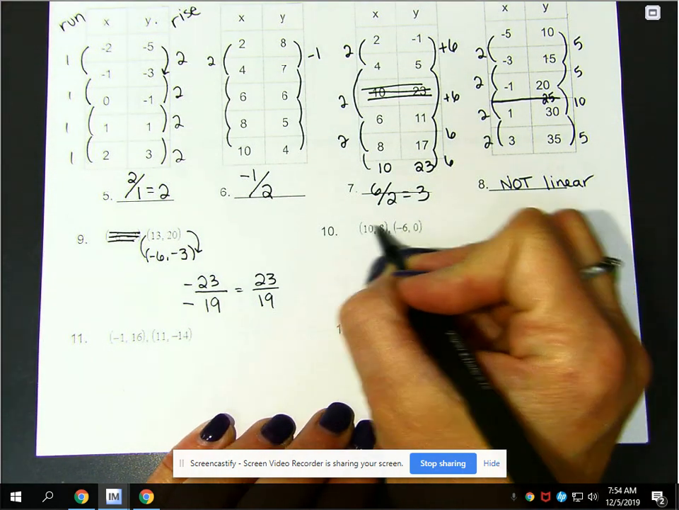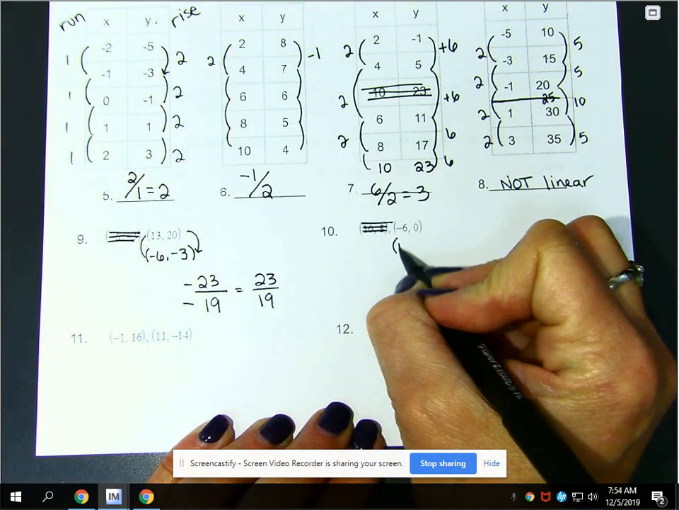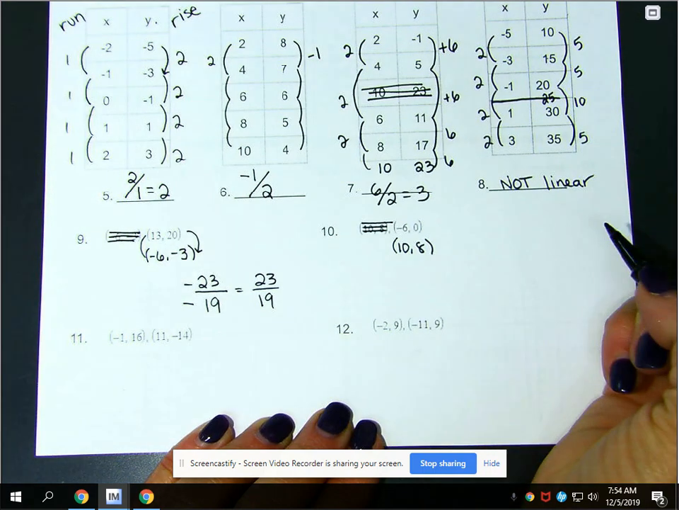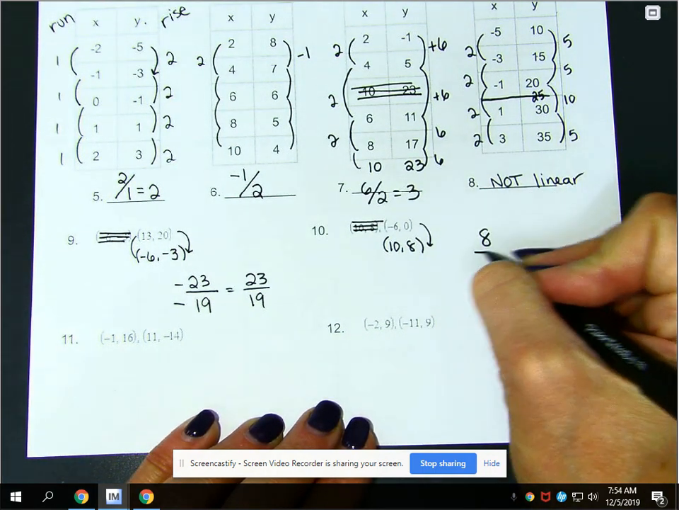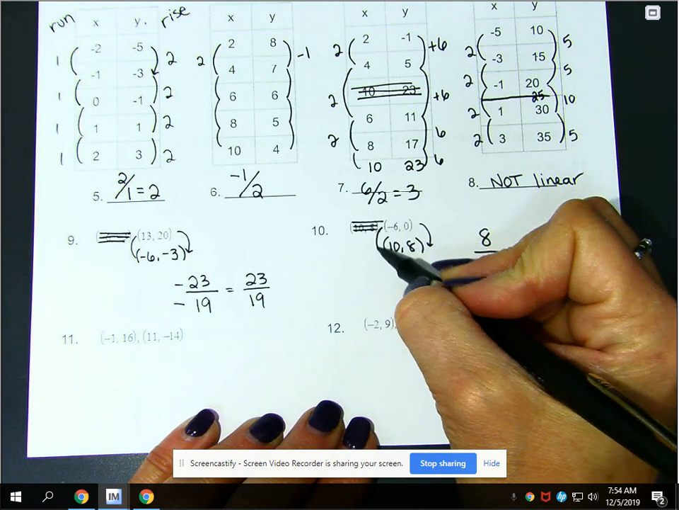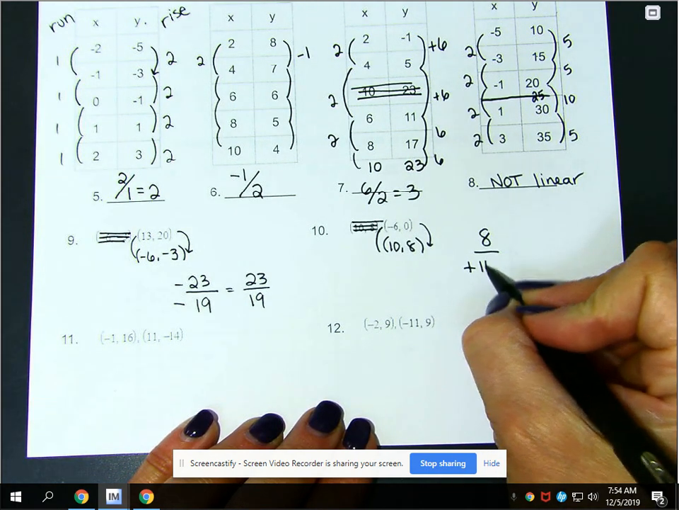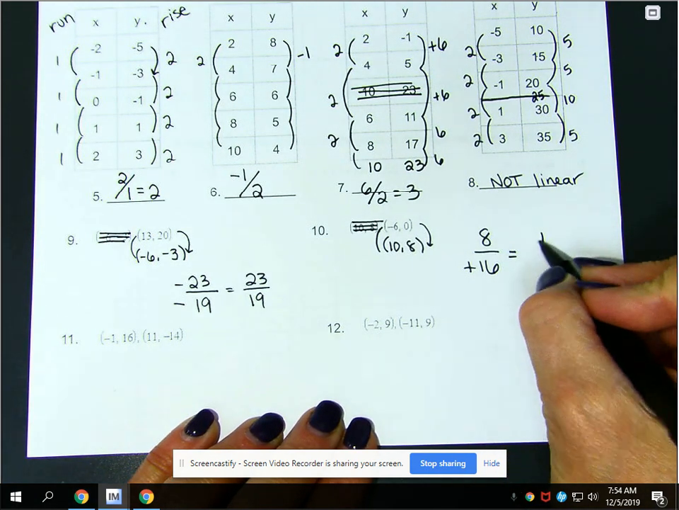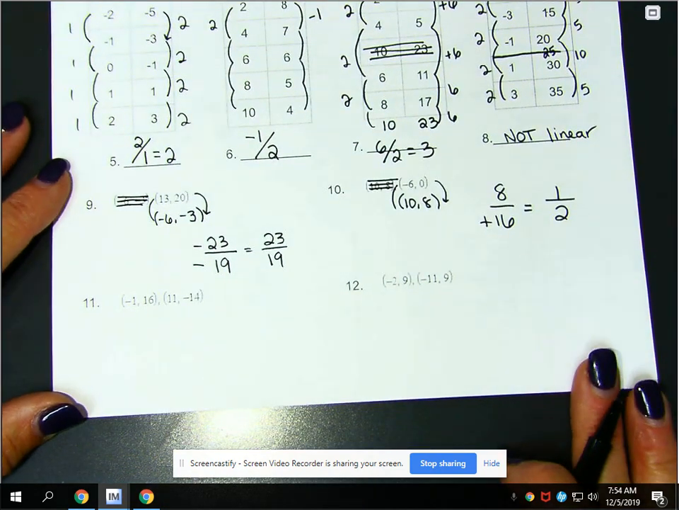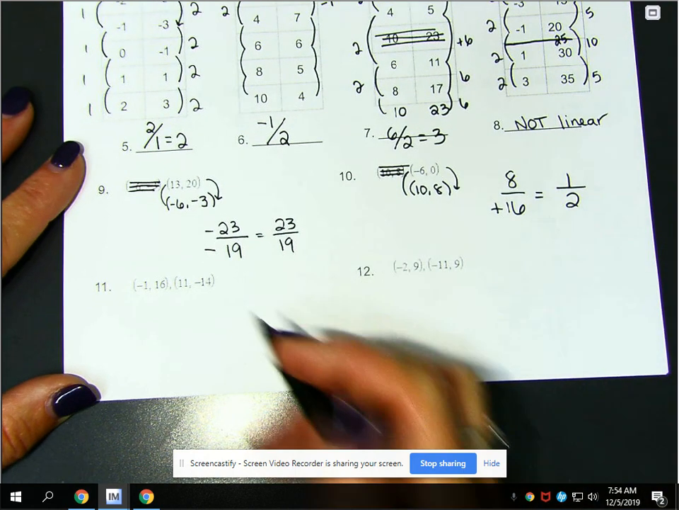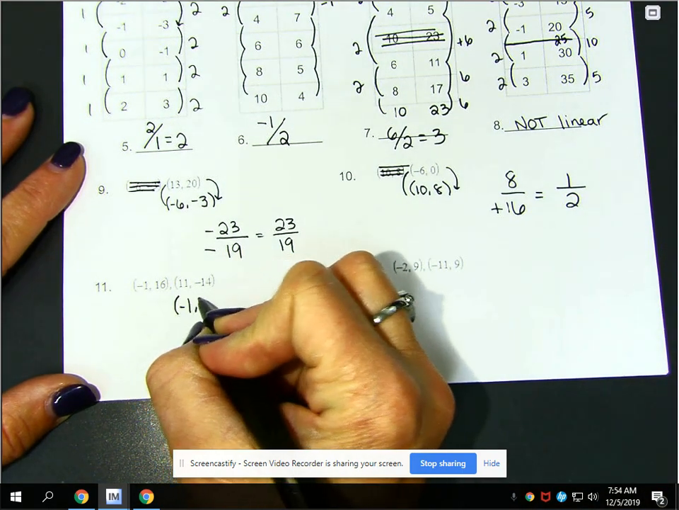The next one, I'm going to cross the 10 and the 8 out. From 0 to 8 on a number line is a positive 8. From -6 to 10 is a positive 16. 8 over 16 is 1/2. Make sure the change in y's is on the top. It's rise over run.